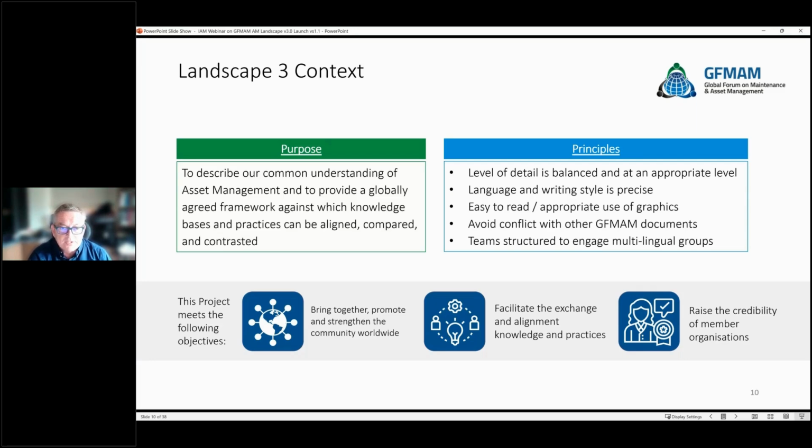Simple English, as I said, translation has been a big focus with Landscape 3. Easy to read, appropriate use of graphics. Actually, the decision was made to really minimize the amount of graphics and really stick to the written word. Obviously, avoid conflict with other Global Forum documents and other international documents. And there's been a close eye on the ISO developments as they have been progressing.